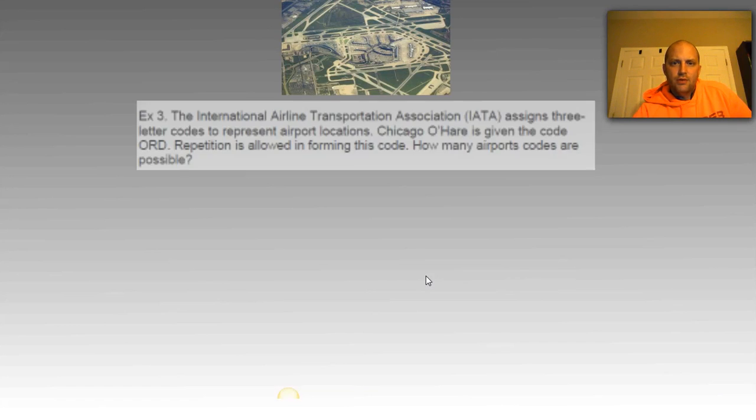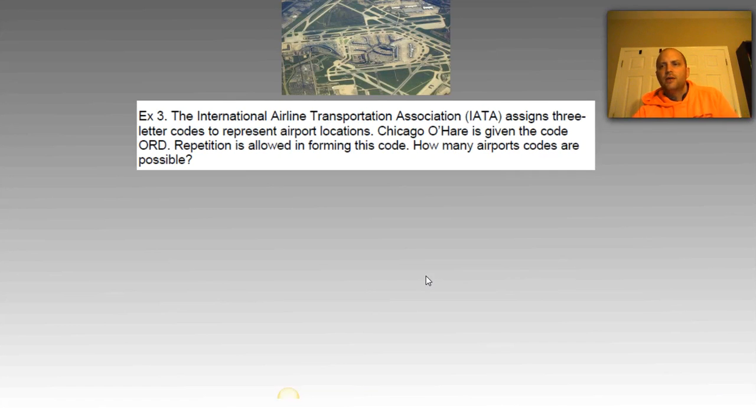Take a look. Hang on. Here we go. So the next one is we have airports. It says the International Air Transport Association, also known as the IATA, assigns 3-letter codes to represent airport locations. Chicago O'Hare is given the ORD code. So we have a 3-letter code, and Chicago O'Hare's ORD.